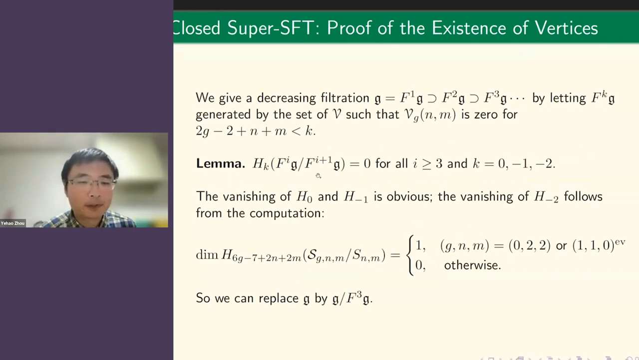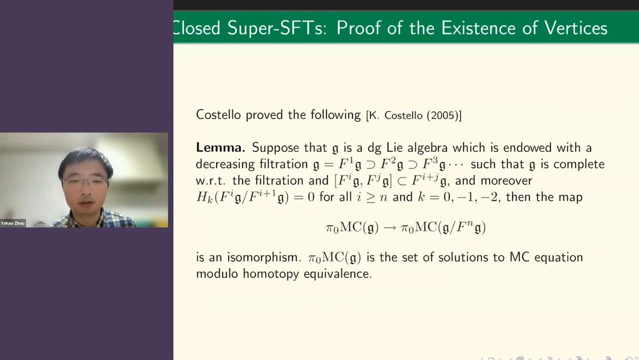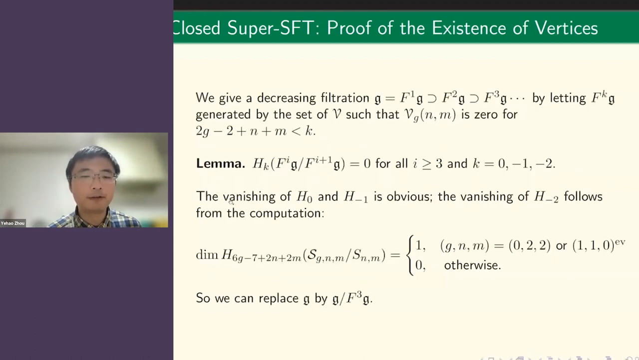And the key technical lemma is that we have this vanishing of homology for all i greater than or equal to 3 and k equals 0, minus 1, and minus 2. So this amounts to saying that we can simply take n equals 3 using Costello's lemma. So let's briefly look at how to prove this lemma.